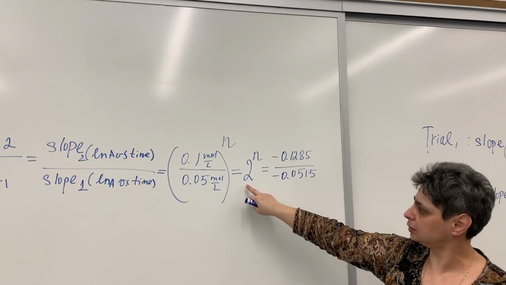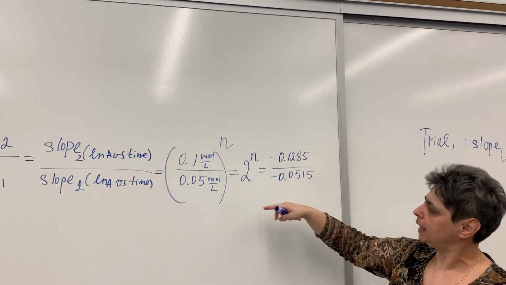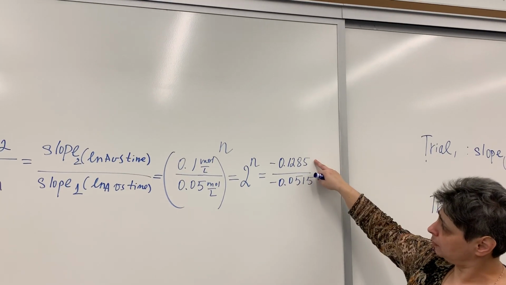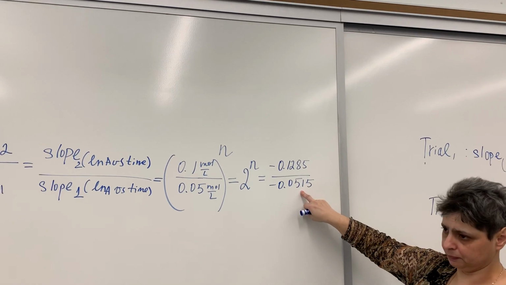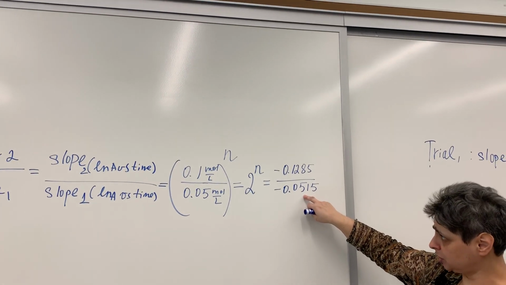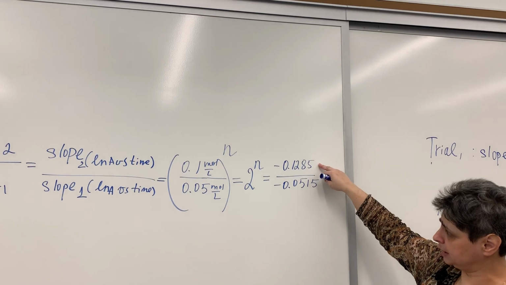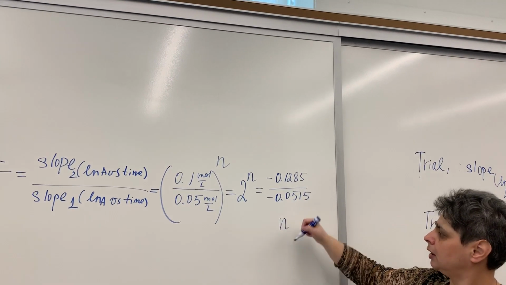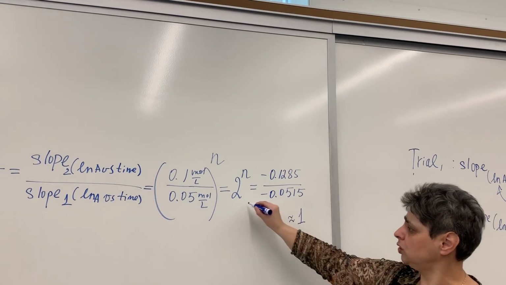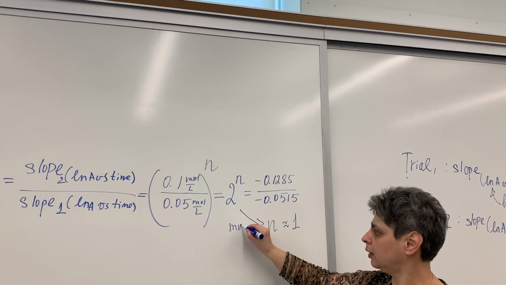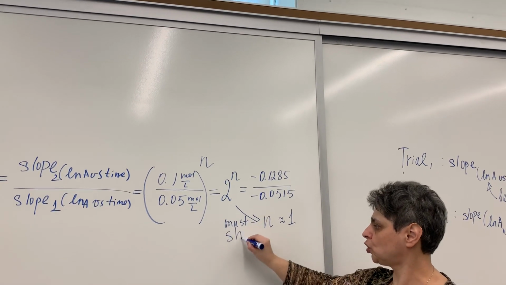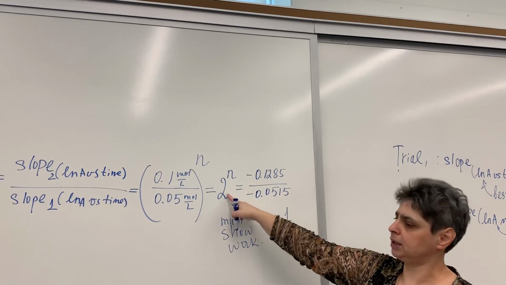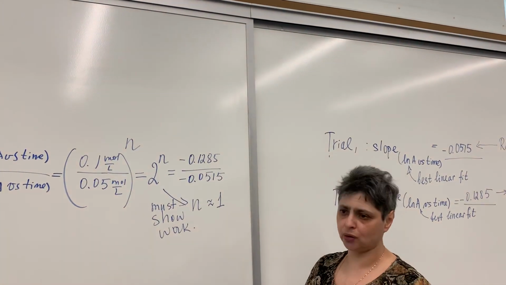Again, we have to take logs of both sides and then find n. You can probably see that this slope is about twice this slope. In other words, this one is 2 times higher than this one. So n should be close to 1. But again, you must show work. How you find n, meaning taking logs of both sides and solving for n.